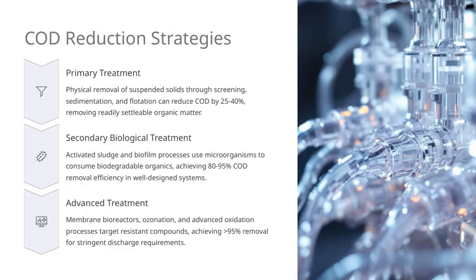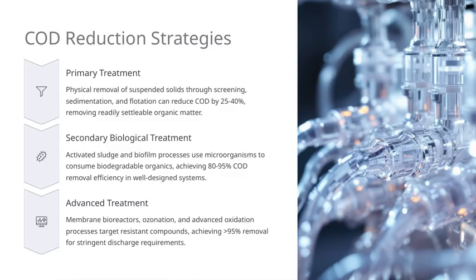Let's now look at some effective strategies for reducing chemical oxygen demand, or COD, in wastewater treatment. First, in the primary treatment stage, we focus on physically removing suspended solids. This is achieved through processes like screening, sedimentation, and flotation. By doing this, we can reduce COD by about 25 to 40%, mainly by removing the organic matter that can settle out easily.